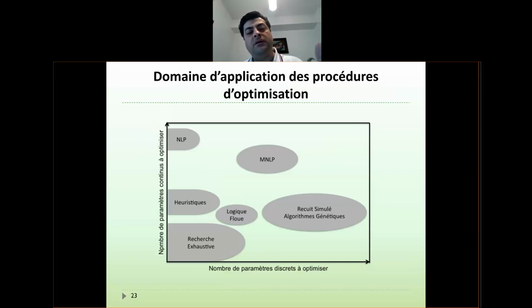Depending on the continuous variables in the process and the number of the discrete variables in the process, if you plot, then based on this map here, you can figure out which technique you have to use to optimize.